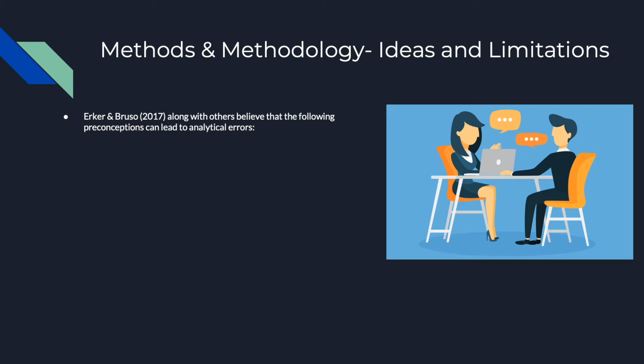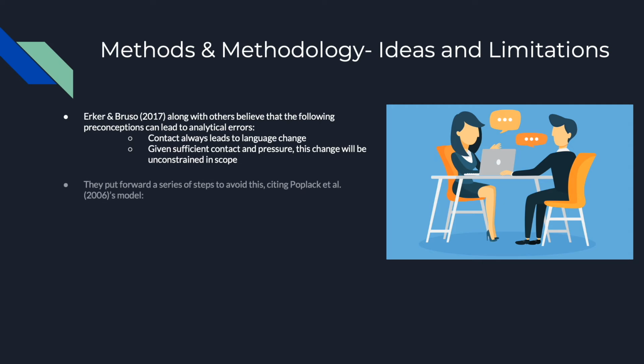Urker and Brusso, along with others, believe that the following preconceptions can lead to analytical errors. A, that contact always leads to language change, and B, that given sufficient contact and pressure, this change will be unconstrained in scope. They wanted to avoid this, so citing Poplak et al.'s version of the Labovian variationist paradigm that compares pre- and post-contact varieties, they propose a series of steps in order to ensure that said comparison is not erroneous. So number one is to identify an appropriate contact community.